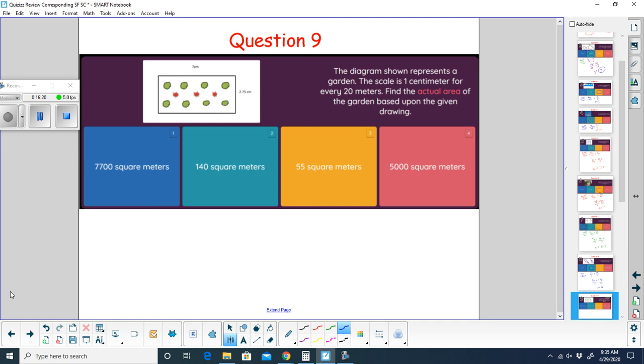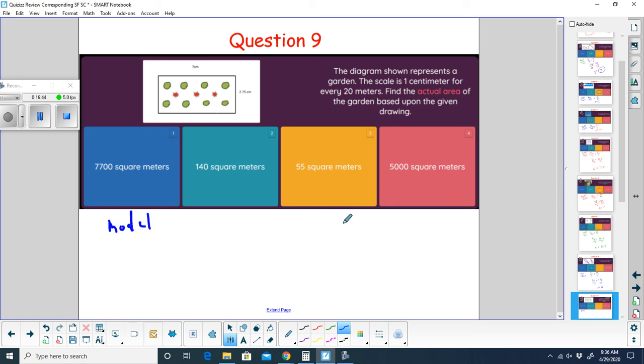Question 9. The diagram shown represents a garden. The scale is 1 centimeter for every 20 meters. Find the actual area of the garden based upon the drawing. This is important, this is a little tougher. Okay, all right, we have model.